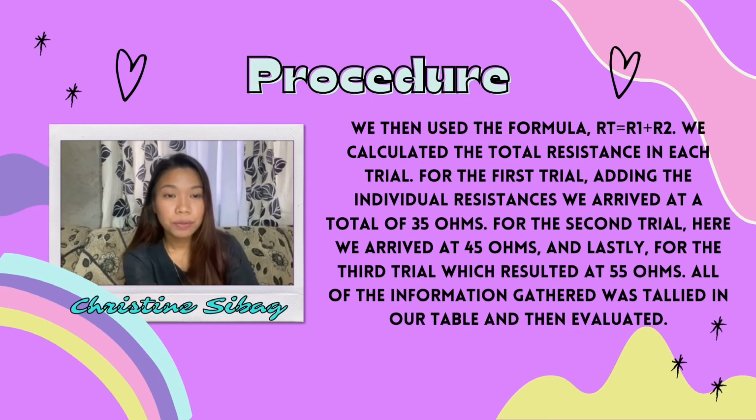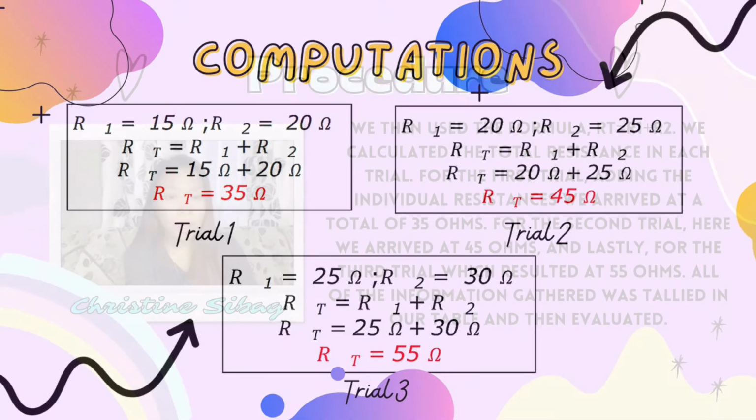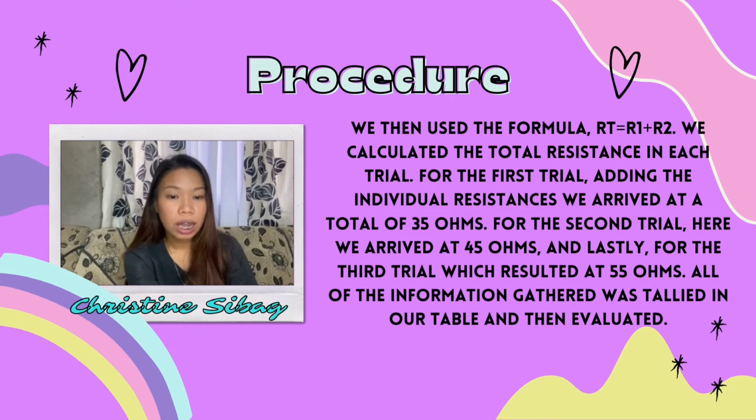We then used the formula R total is equal to R1 plus R2. We calculated the total resistance in each trial. For the first trial, as shown here, adding the individual resistances, we arrive at a total of 35 ohms. For the second trial, here we arrive at 45 ohms, and lastly, the third trial resulted in 55 ohms. All of the information gathered was tallied in our table and then evaluated.